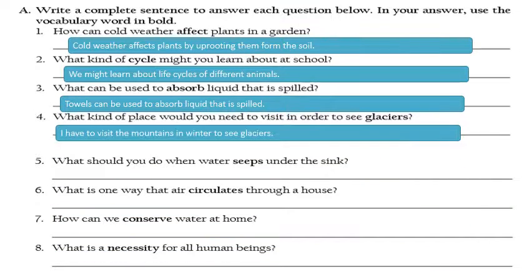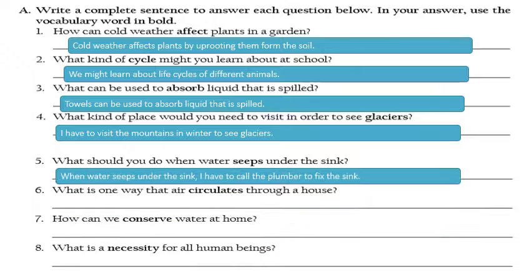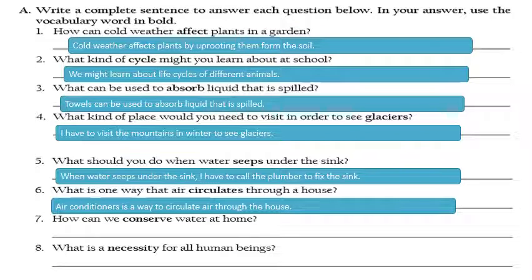4. What kind of place would you need to visit in order to see glaciers? For sure, the mountains. I have to visit the mountains in winter to see glaciers. 5. What should you do when water seeps under the sink? When it seeps under the sink, this means that it's broken maybe, so it needs a plumber. When water seeps under the sink, I have to call the plumber to fix the sink. 6. What is one way that air circulates through a house? How could air circulate through the house? Air conditioners are a way to circulate air through the house.